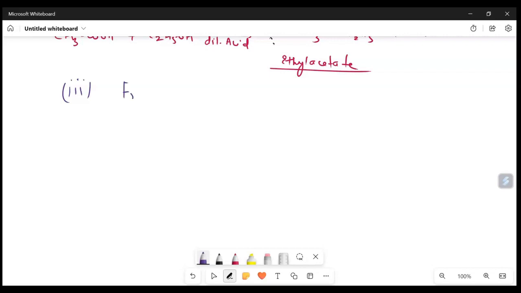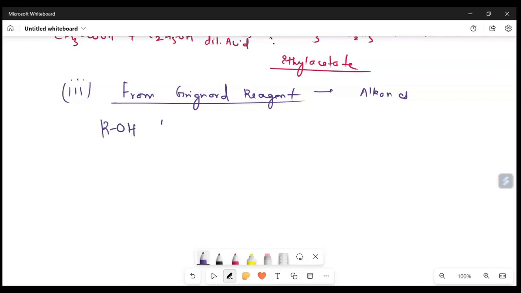The third reaction is with Grignard reagent. This is a very common reaction, and in this the formation of alkanes takes place. How come? Let's start with the general reaction. ROH reacts with R-MgX, this is Grignard reagent, to form R-H plus ROMgX.